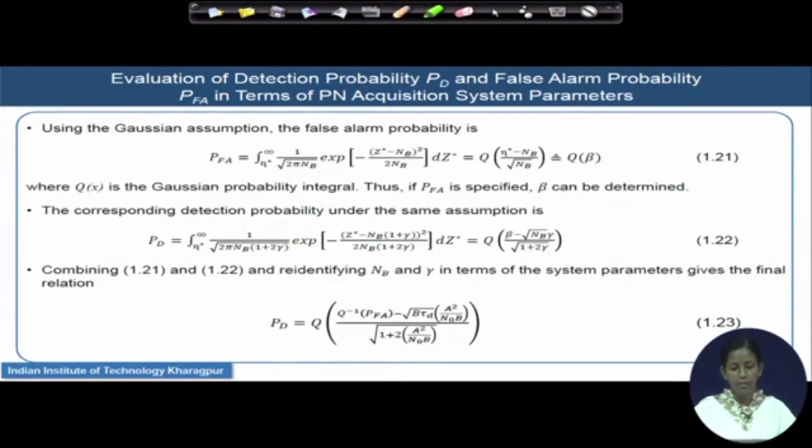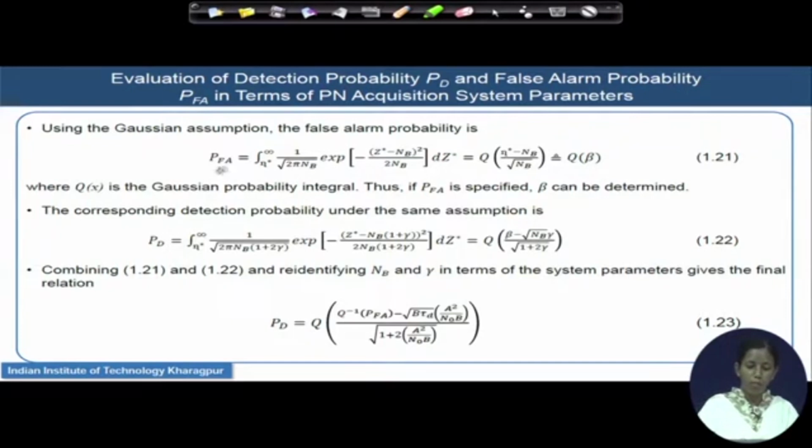Now, we are ready to redefine our probability of false alarm and probability of detection that was derived earlier. Using the Gaussian assumption, we understand the probability of false alarm will be governed by the Gaussian distribution given here, which can also be approximated by a Q function, and we write the expression inside the Q as just beta, and Q(x) is a Gaussian probability integral given here.